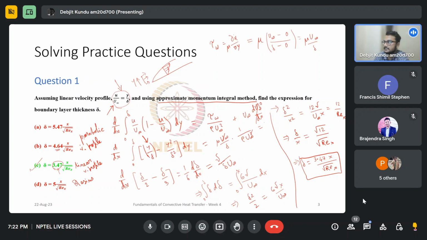So anyway, it doesn't matter whatever profile I take, using this same set of calculations we will end up at some number, and that number would sit before this x over root Rx, which is the functional form of how delta varies. Okay. Any other questions? Good. Okay, so we will move on.